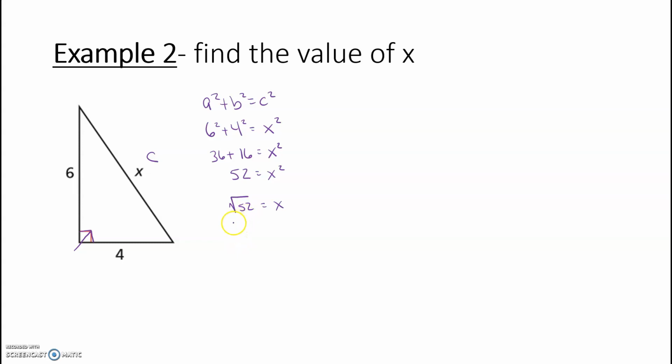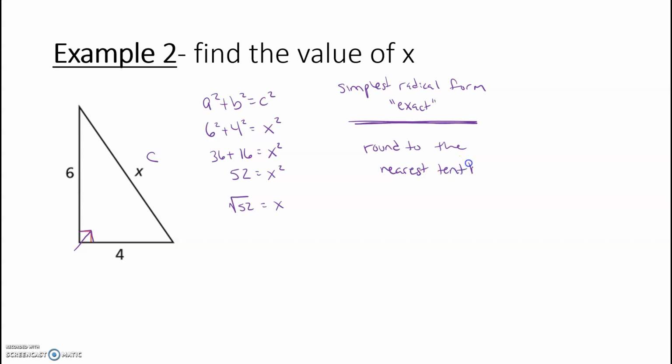Now's a good time to talk about answers. They could have two separate sets of directions. One could say simplest radical form, which is another direction for exact. They don't want you to round anything. Or they could tell you round to the nearest, let's say, tenth. So those are two different directions you might encounter.